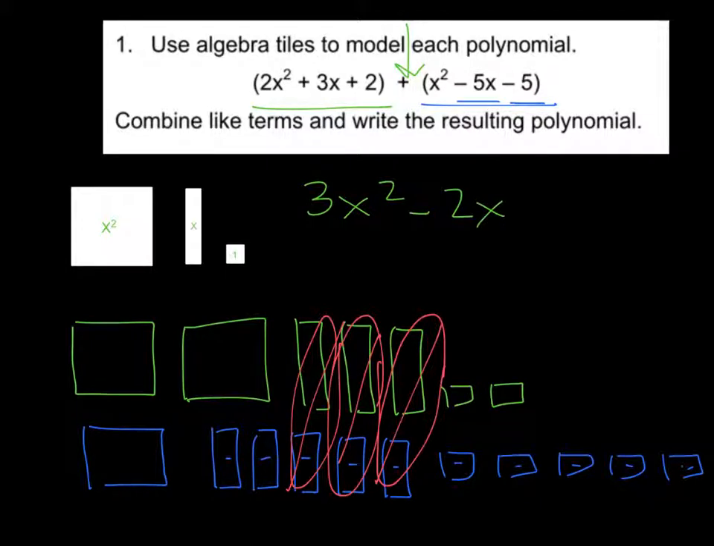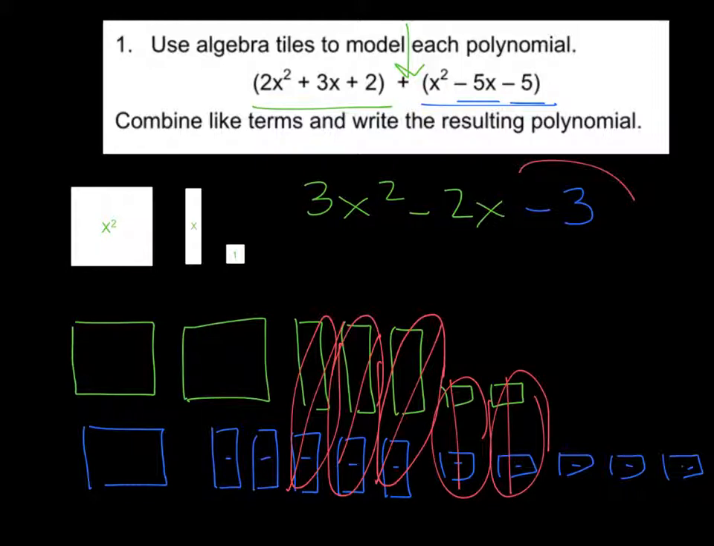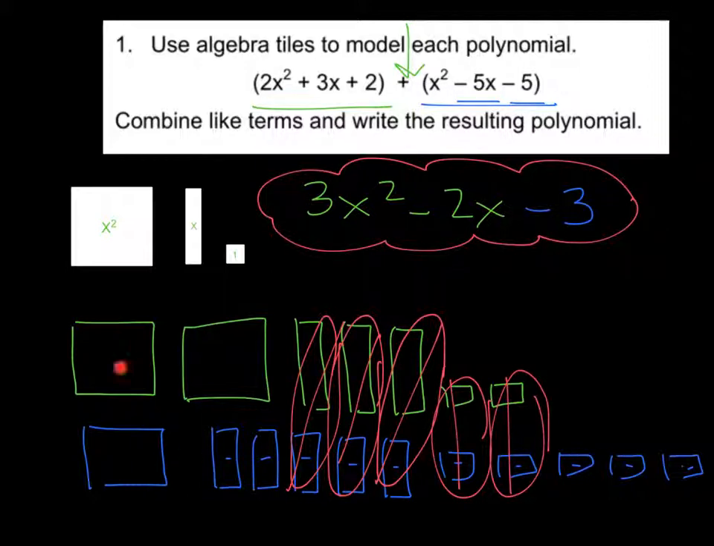Then I do the same thing with my 1's. So I notice I'm going to have those zero pairs again. And then I count what's left. So I have a negative 1, negative 2, negative 3. So minus 3. So the resulting polynomial is 3x squared minus 2x minus 3. Now that was explained using a concrete model. So I actually was able to count and show you where those numbers came from.